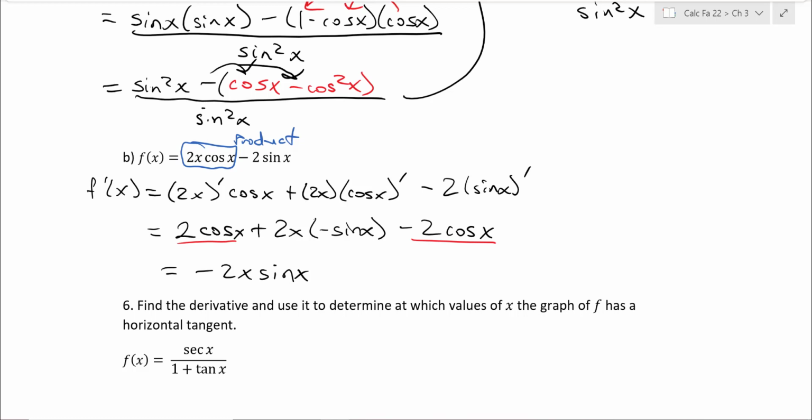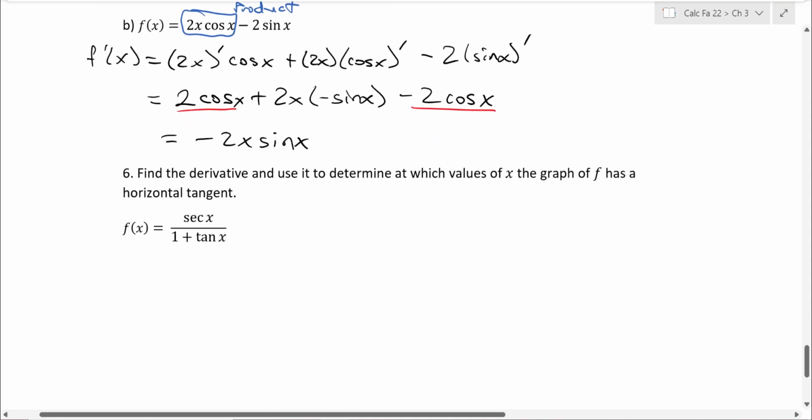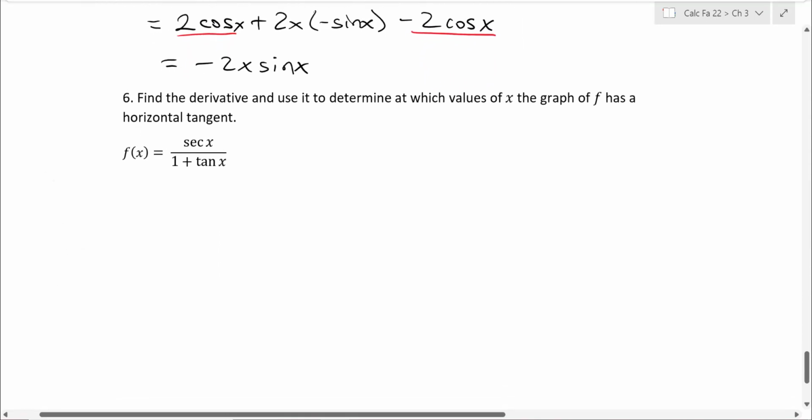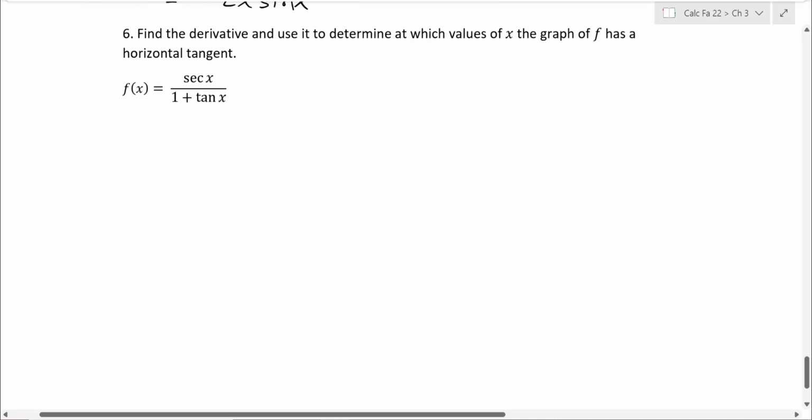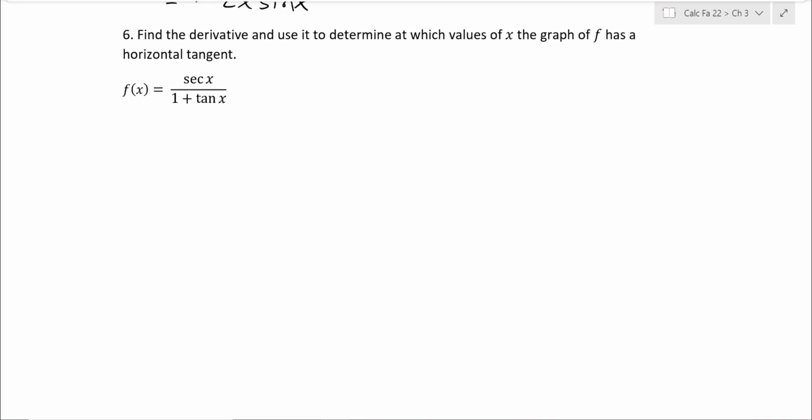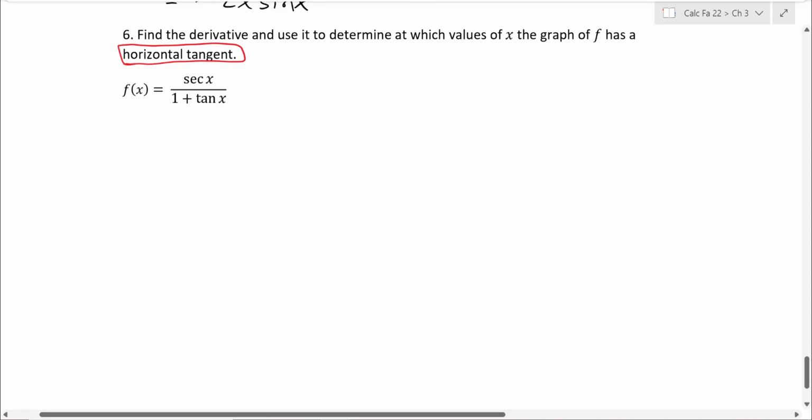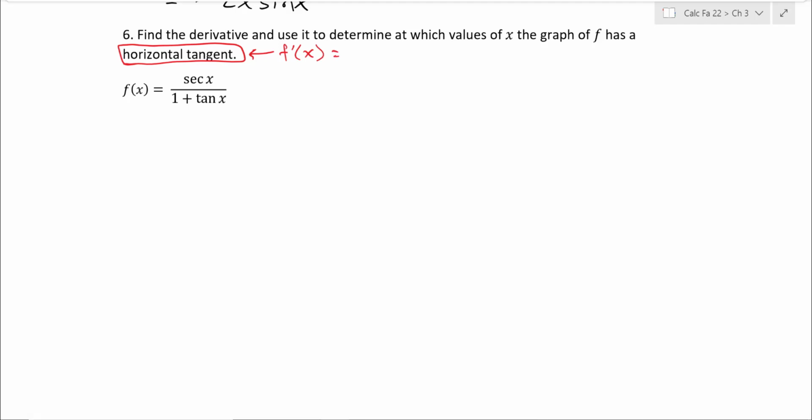All right, and the last one brings in a quotient rule again and makes us make some connections to what we know about the derivative. So we want to find the derivative and use it to determine at which values of x the graph of f has a horizontal tangent. The connection you want to make is that a horizontal tangent means f prime of x is 0, right? The slope is 0, or the derivative would have a value of 0. So once we find our derivative, we'll find out where it's 0 to answer that question, where our original function has a horizontal tangent.